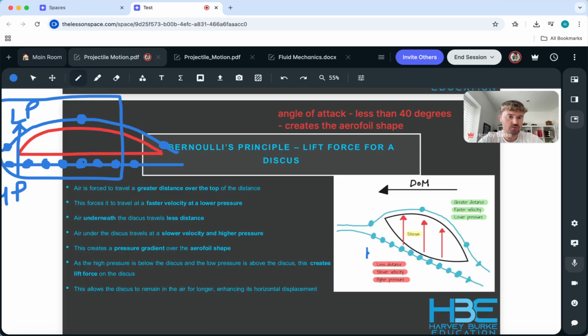So what that means is you end up with this high pressure airflow underneath the discus and this low pressure airflow above it. And you'd say that that creates a pressure gradient. And because air always travels from high to low pressure, that creates a lift force on the discus. So that high pressure is carrying the discus upwards into the low pressure and just allowing it to stay in the air for longer. So that's Bernoulli's principle in the context of a lift force, and you'd apply it the exact same way to a ski jumper or a javelin or anything like that.